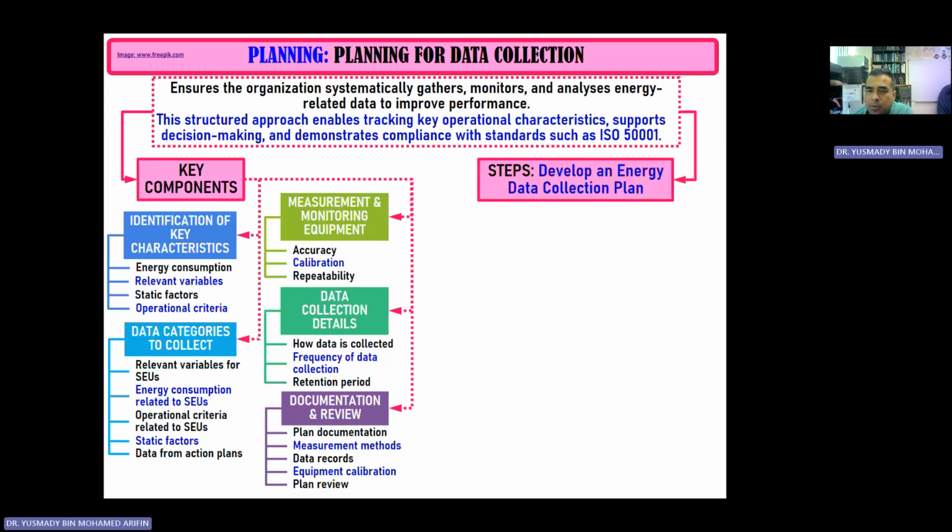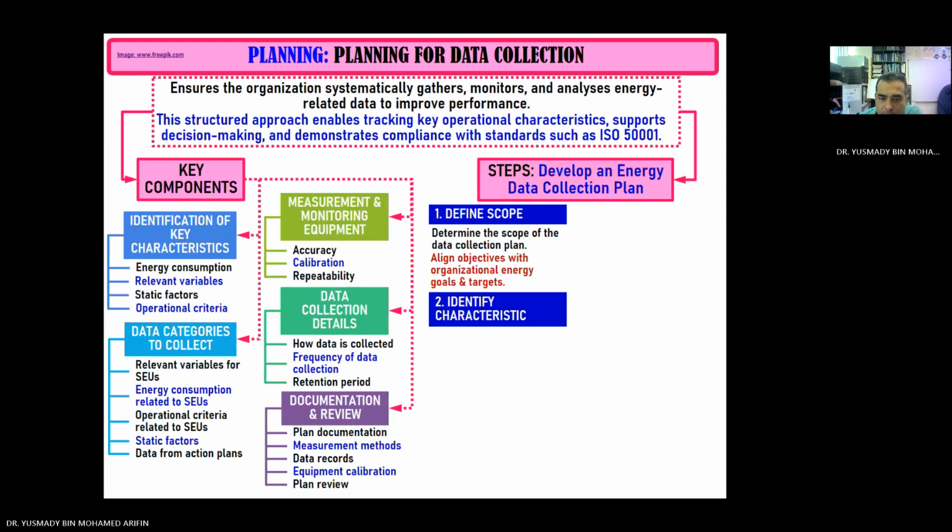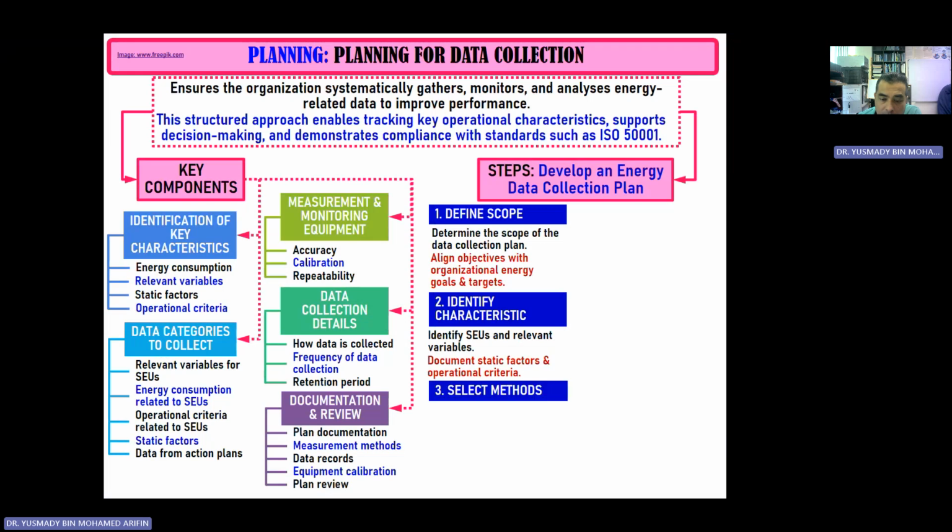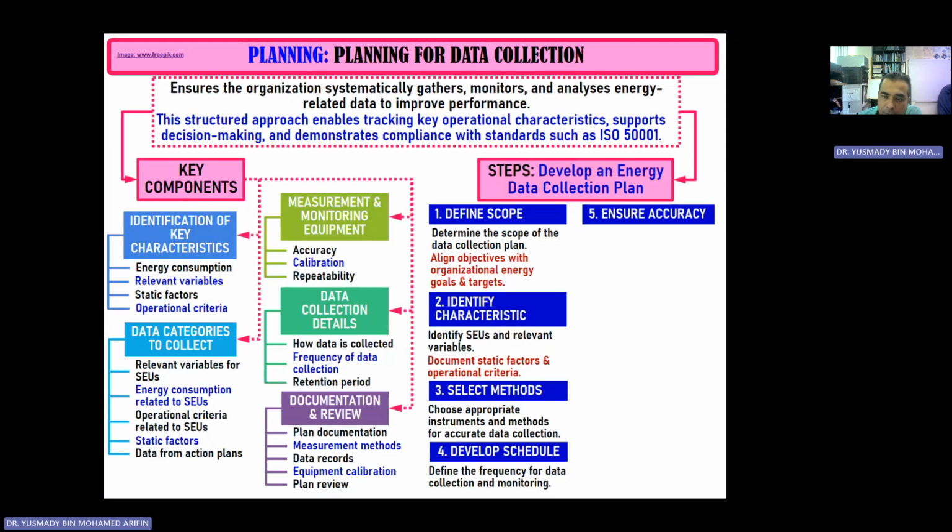Okay, now the steps to develop an energy data collection plan. First, define the scope: determine the scope of the data collection plan, align objectives with organizational energy goals and targets. Number 2, identify characteristics: identify SEUs and relevant variables, document static factors and operational criteria. Number 3, select methods: choose appropriate instruments and methods for accurate data collection. Number 4, develop schedule: define the frequency for data collection and monitoring. Number 5, ensure accuracy: use certified measurement tools, implement a calibration and maintenance schedule.